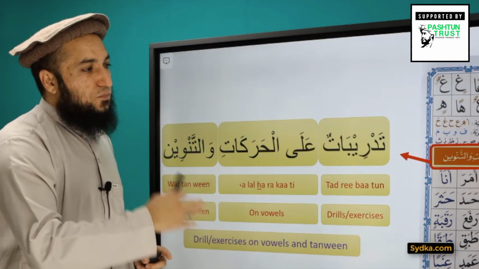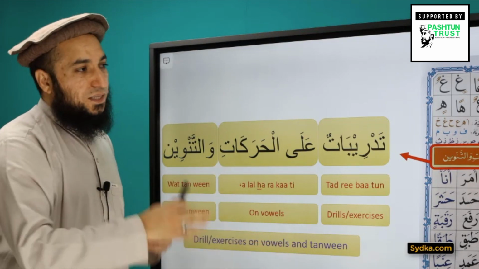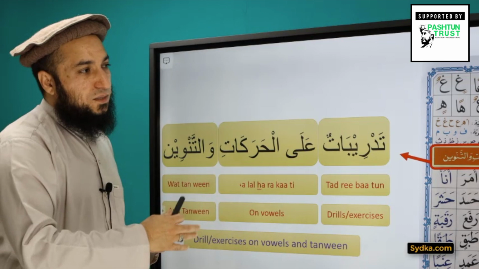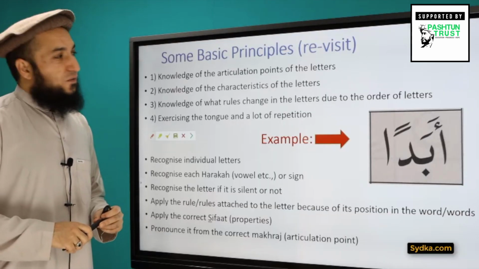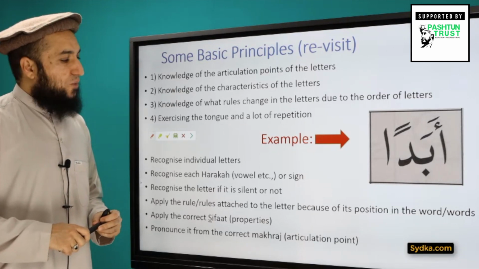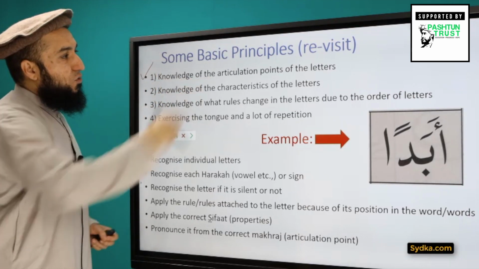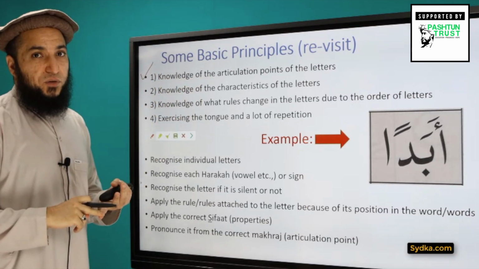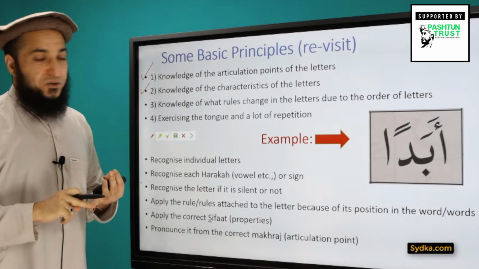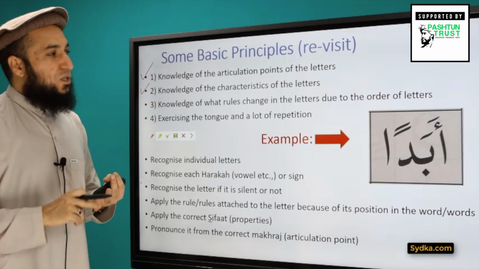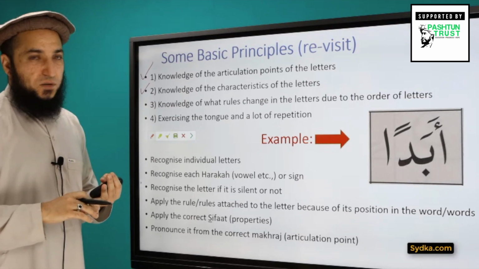If you have noticed in previous lessons, we studied letters with vowels and letters with tanween. In this lesson, we will bring them together, all parts, and make words from them. So we are revisiting some of the principles that we have studied before and some of the new ones. The first one is we need to have the knowledge of articulation points for each letter. The second one is we need to know the characteristics of each letter, sifat of each letter. We have studied only a few of them so far, but we will study the rest in advanced level.